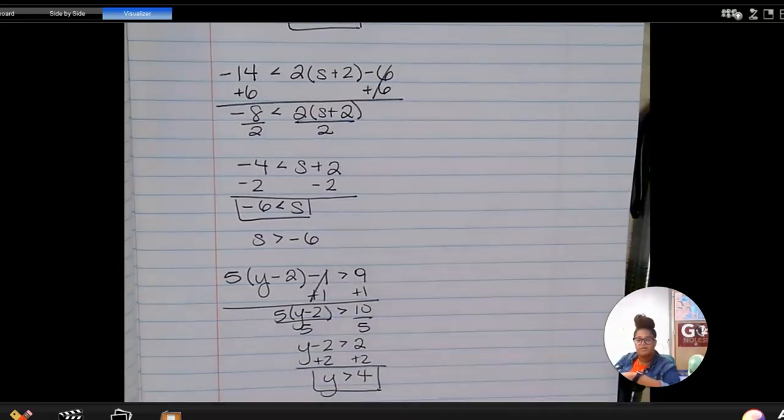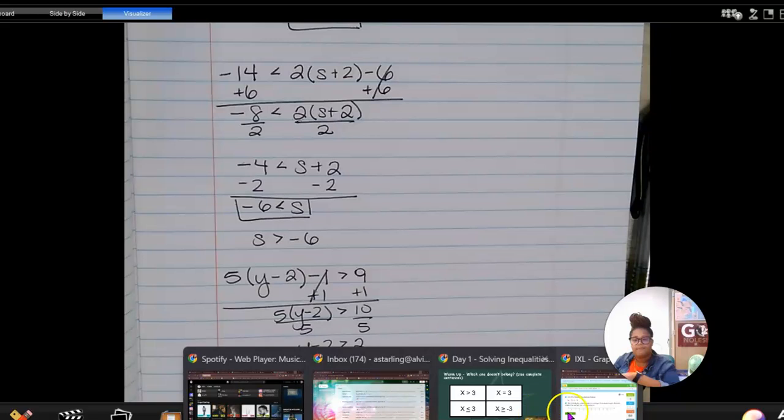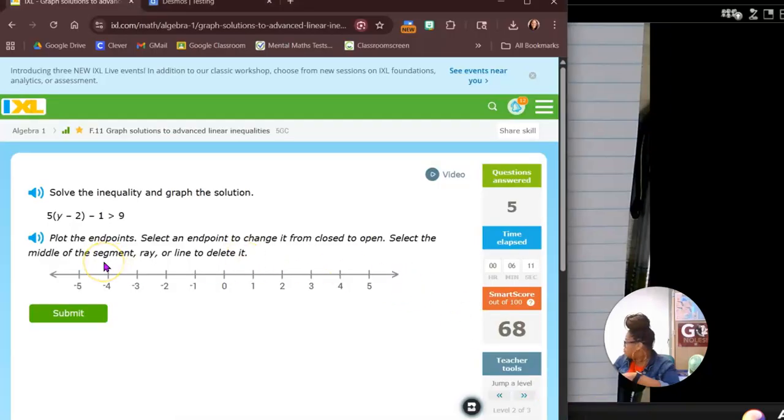When you're graphing, yes, can I have a ticket, please? Tickets? Did you not get tickets?